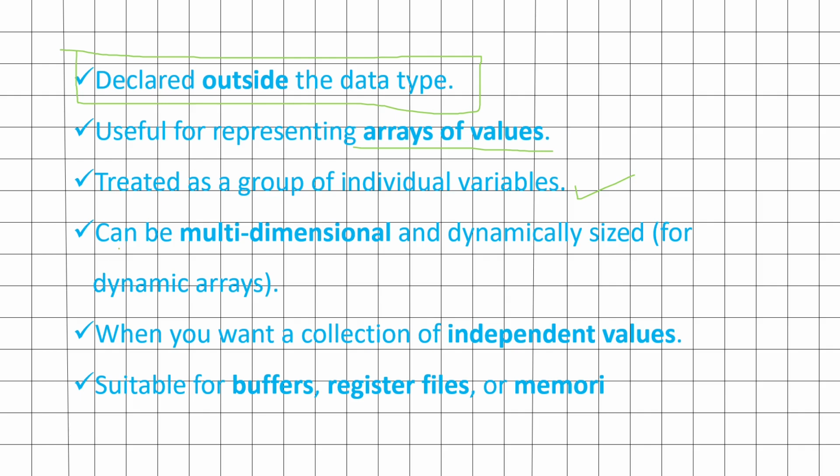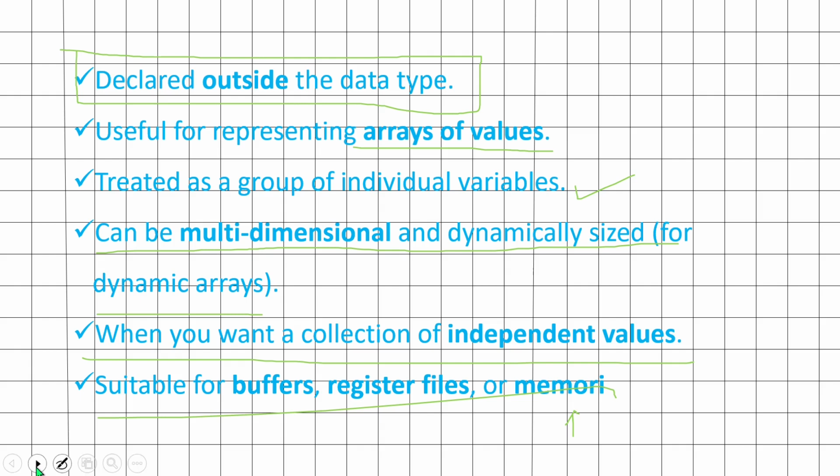Okay, an unpacked array can be multi-dimensional and dynamically sized for dynamic arrays, means it has multiple dimensions. As you have seen, 4 elements, and I will also show you the hybrid type of this array after this slide. When you want a collection of independent values, stored in different locations, so the values are independent, it is suitable for buffers, register files, and memories. Because in memories we can store at different locations, and there are different types of memories, so we have different methods like packed and unpacked arrays for storing this.